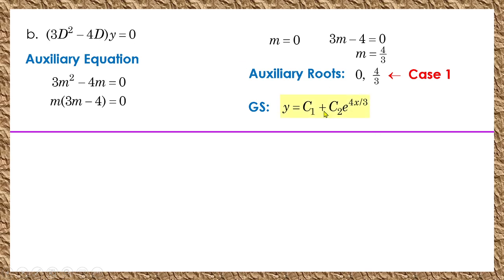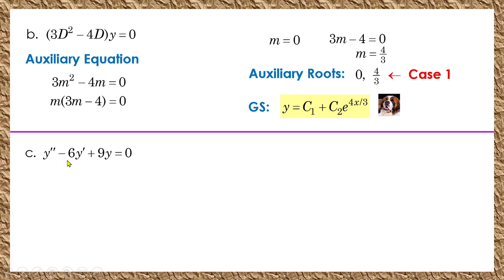What is the solution to the given DE? y equals C sub 1 plus C sub 2 e to the 4/3 of x. So meaning 4x over 3. Okay guys? Letter C. Verified by Goldie. Si Goldie ang nagbe-verify kung tama.